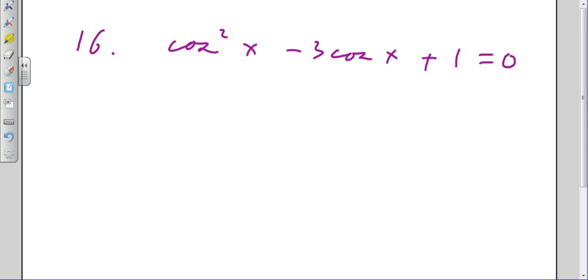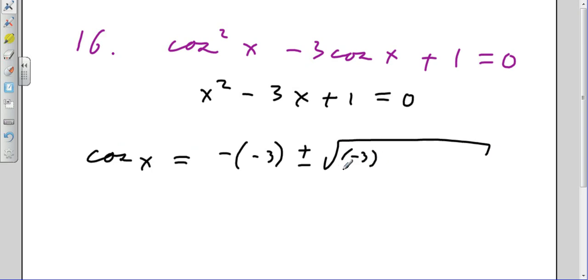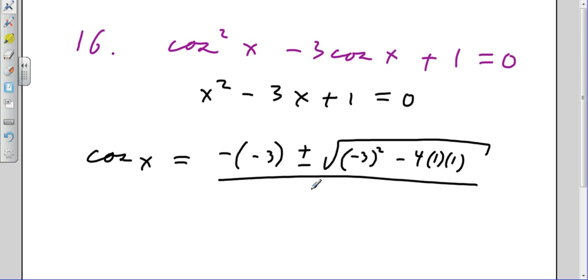Okay, we're going to move down to number 16. And we have cosine squared x minus 3 cosine x plus 1 is equal to 0. Well, we recognize this as an equation in the form x squared minus 3x plus 1 is equal to 0. We ask ourselves, can I factor it? And the answer is no, but we can use the quadratic formula on it and say cosine x is going to equal minus minus 3 plus or minus the square root of minus 3 squared minus 4 times 1 times 1, divided by 2 times 1.